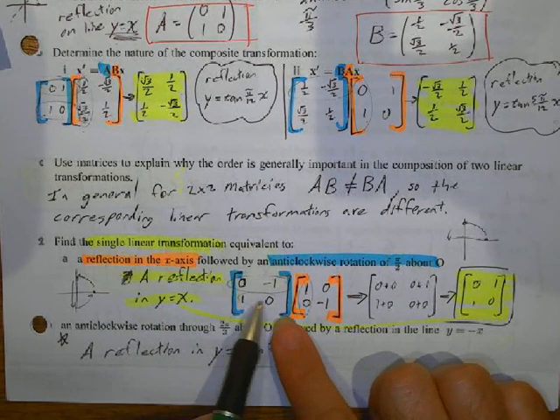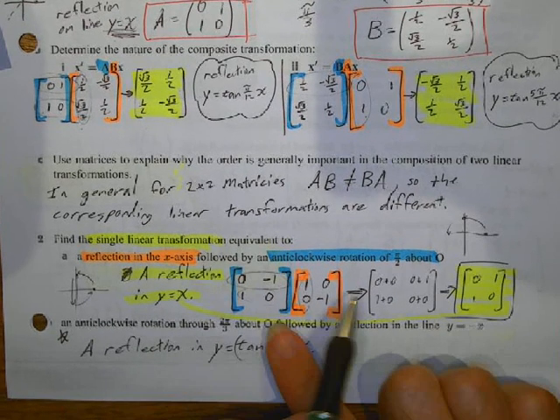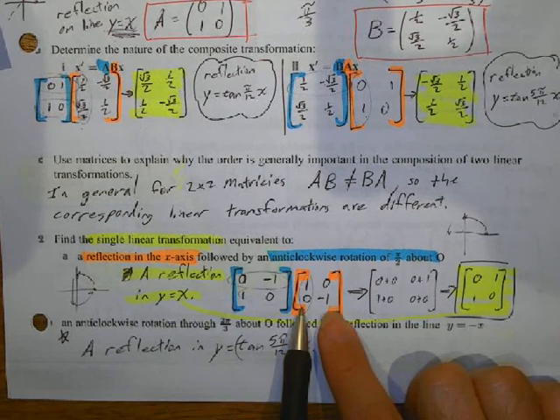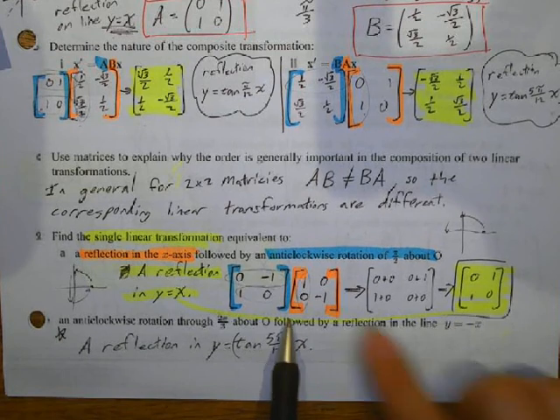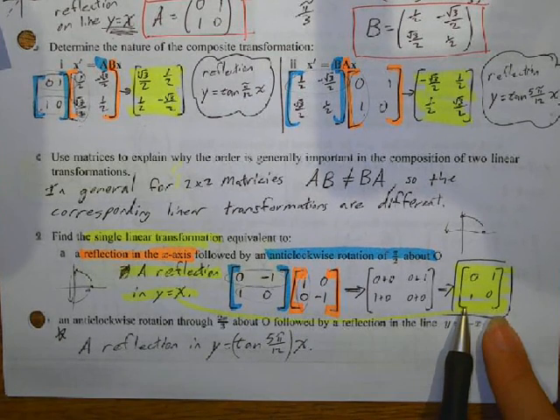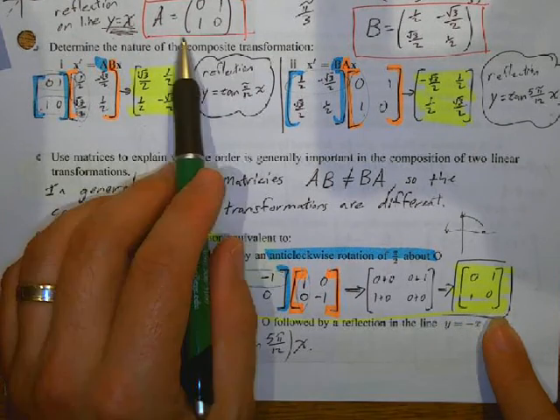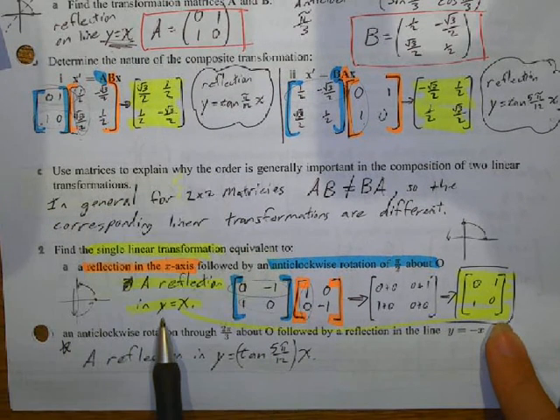So I have to put them in this order, if this is happening first and this is happening second. When I multiply these two matrices together, we get this. Okay, and we know from over here, this is a reflection on the y equals x.